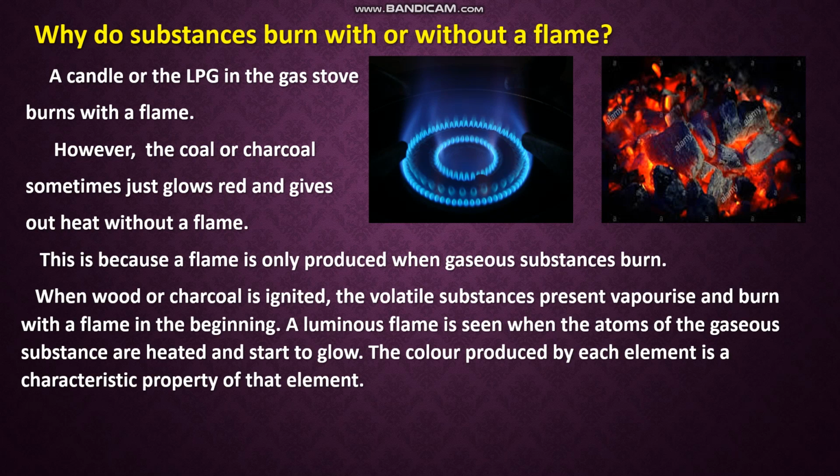So when wood or charcoal is ignited, the volatile substances present vaporize and burn with a flame in the beginning. A luminous flame is seen when the atoms of the gaseous substances are heated and start to glow. Now, the color produced by each element is a characteristic property of that element. Sometimes you can see it is glowing with a red glow. Sometimes we can see a yellow glow. This all depends upon which element is present. The color produced by each element is a characteristic property of that element.